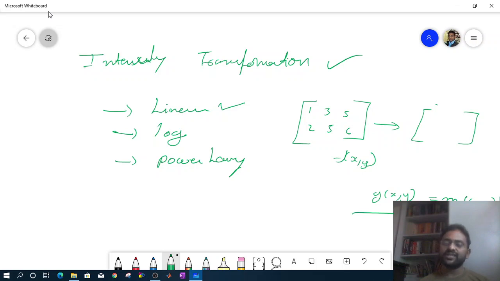Okay. This is a linear relationship. For example, if I say m equal to 2, the modified matrix can be given as 2, 6, 10, 4, 10 again, and that one.